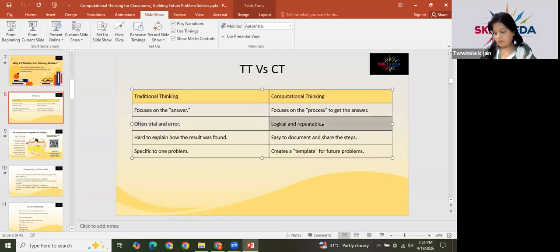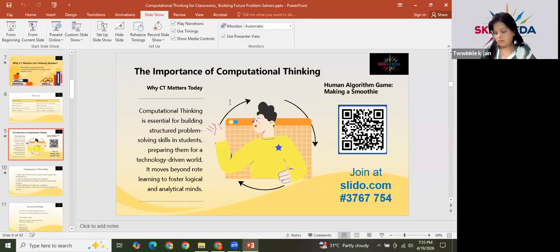So it is logical and repeatable. In traditional thinking, it is hard to explain how the result was found. Sometimes we may not know how we arrived at the solution. But here, very easily we can document all the steps we did. So in computational thinking, it could be easily framed. Traditional thinking is specific to just one problem, but here, this is a template for multiple problems, and future problems also could be solved, like a blueprint it serves. That's where pattern recognition comes in. Why CT matters today we already discussed. Computational thinking is over.